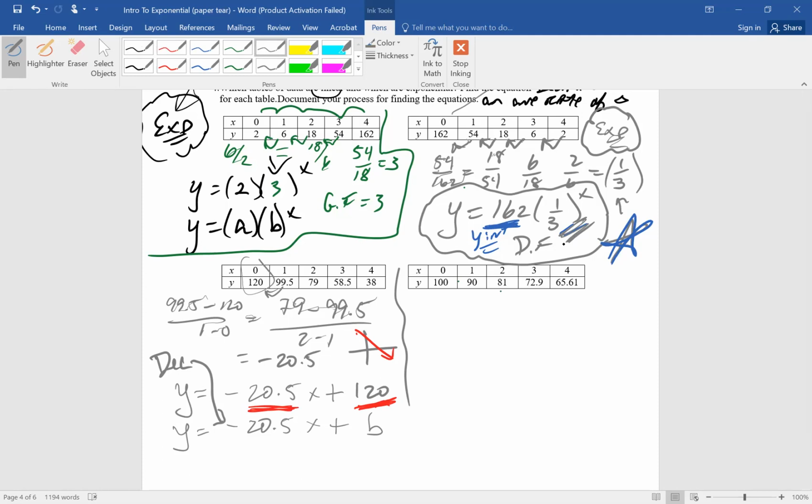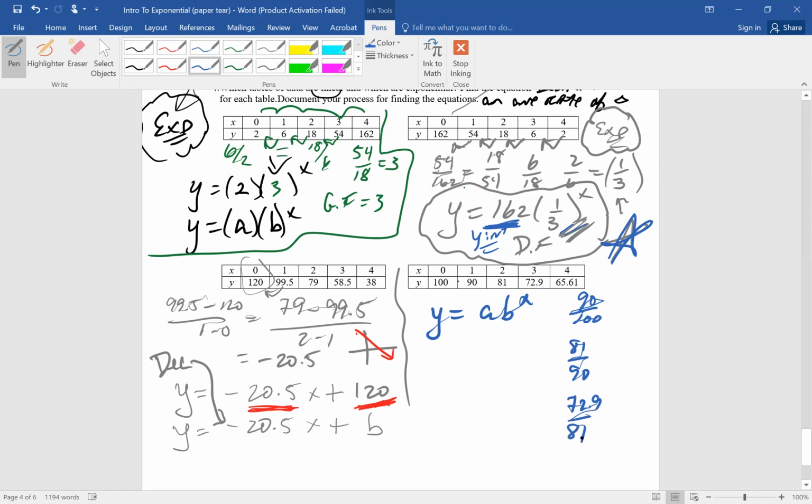Okay, last one here. I'm already looking at the difference here is 10. The difference here is 9. The difference here is even less. So I know there's no constant average rate of change, so it's not linear. Let's use a different color, let's just use blue. I'm going to see right off the bat y equals a b to the x. And what's my constant multiple? 90 divided by 100 should be the same as 81 divided by 90, and the same as 72.9 divided by 81.